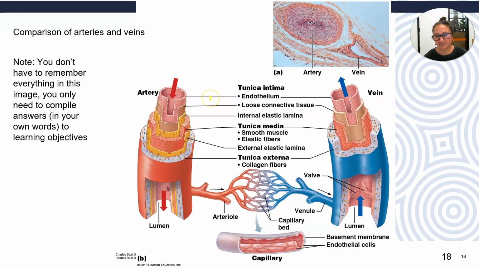Here's another picture of an artery versus a vein. You don't need to memorize everything in this picture. All you need to do is make sure you answer the learning objectives at the front of this slide set, and have a look at the major differences between the two and how that is related to their job. So let's look at the vein. It's very thin. It's kind of low pressure. Artery is thicker, more high pressure.